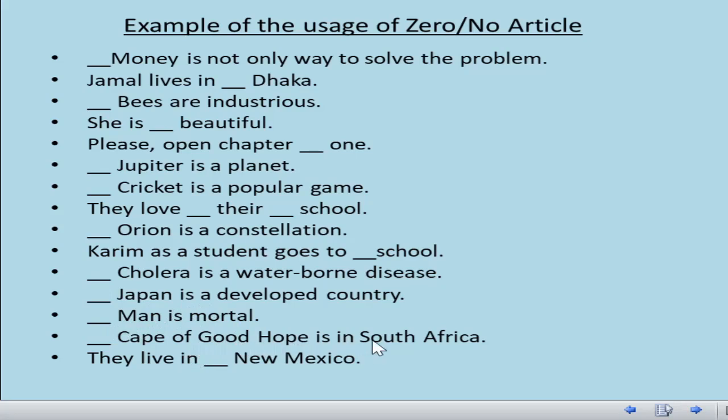Cape of Good Hope is in South Africa. So Cape of Good Hope, cape in Bangla is Ontorip. So before Cape, we do not use any article. They live in New Mexico. So if a country or a city takes new as an adjective, we do not use any article before the city or country.